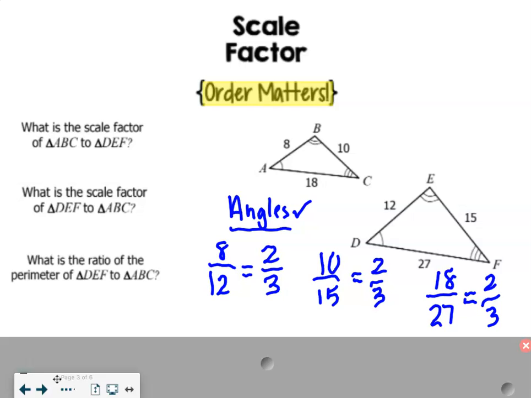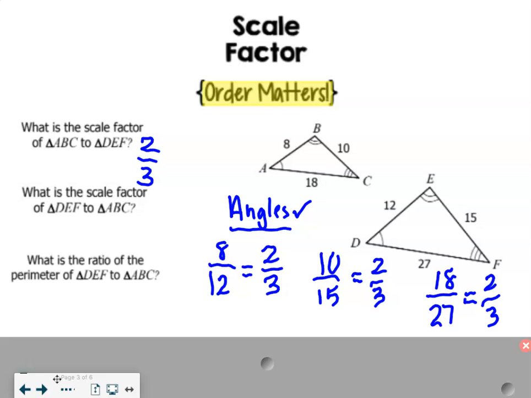So what is the scale factor from triangle ABC to DEF? 2 to 3. Yep, 2/3. What if we went the other way? What if it was DEF to ABC?